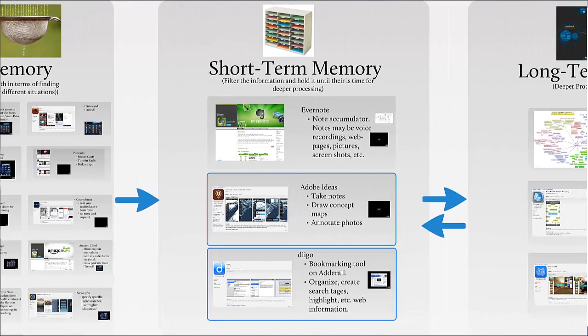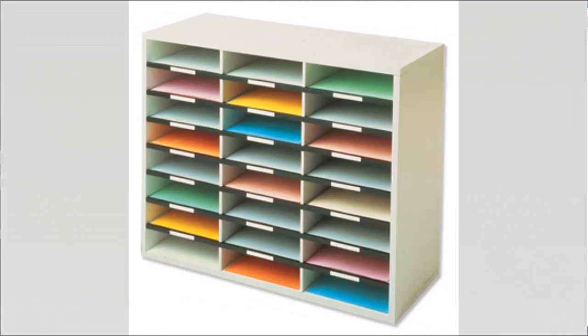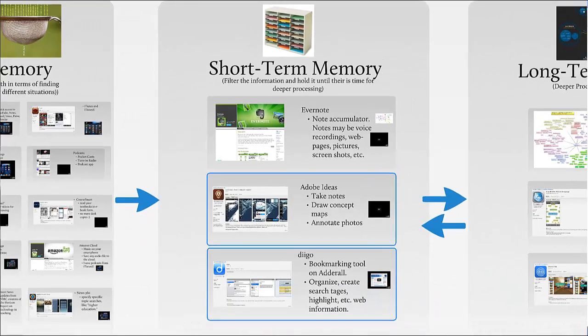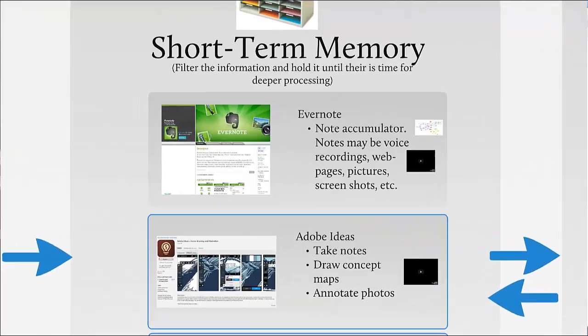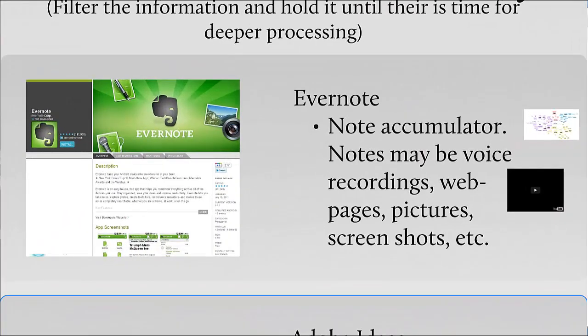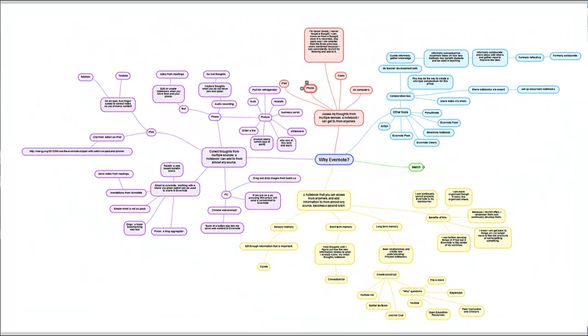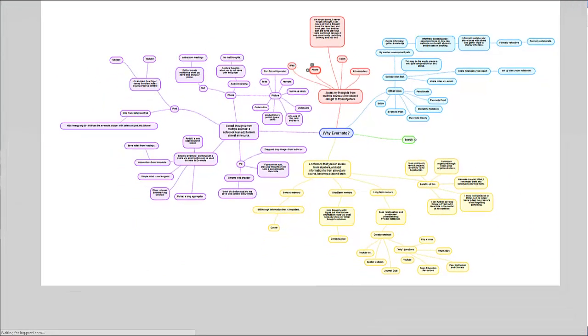So now we're moving over to short term, and I have three apps here. And those apps are designed to basically be a file saving system or a file sorting system so that I can hold things kind of grouped together until I can actually conceptualize. So we're going to start with probably my favorite. Probably say that at the beginning of the video too, is Evernote. If you'd like to see kind of the map of why I like Evernote or all the different things, you can get that.